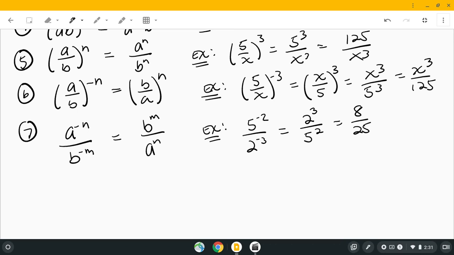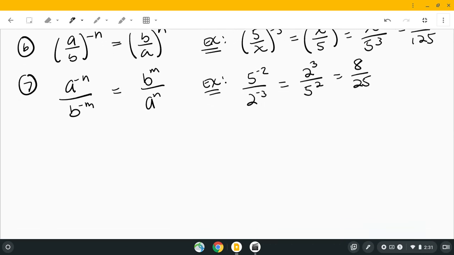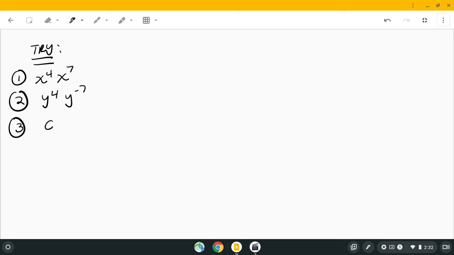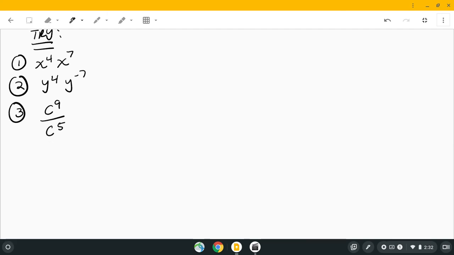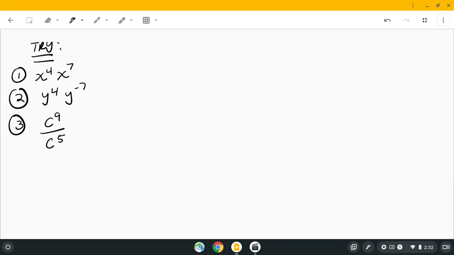Okay, so let's go ahead and have you try some of these just to make sure. I'm going to give you 3 problems here to try. x to the 4 times x to the 7th, y to the 4th times y to the negative 7, and this third one, c to the 9th power over c to the 5th power. Go ahead and hit the pause button and give these 3 a try, and then come back and see if you get the same answers that I have.